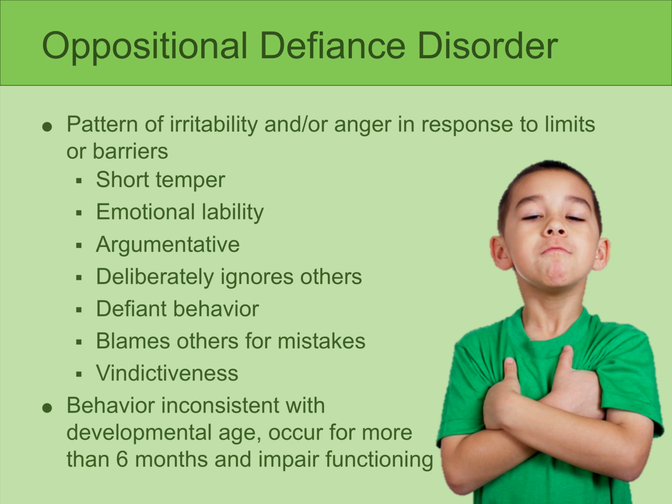Another disorder that we need to tease out and make sure that we understand what the difference is is oppositional defiant disorder. This is also a disorder that is primarily seen in children, although some adults can be diagnosed with this. This is a pattern of irritability and anger in response to limits or barriers. So remember, one of the key characteristics of the cluster B personality disorders is that disregard for limits, or that violation of barriers or of the rights of others.